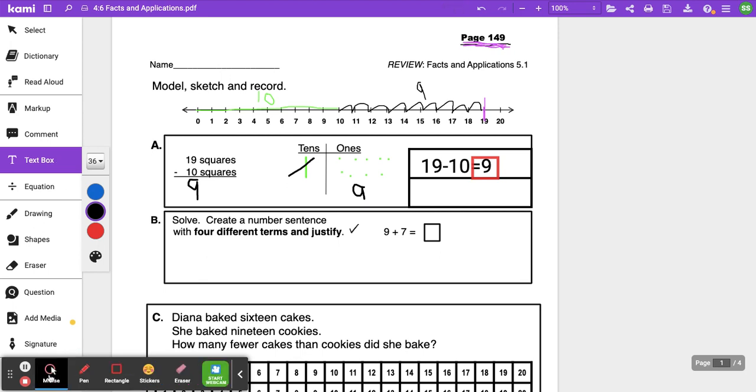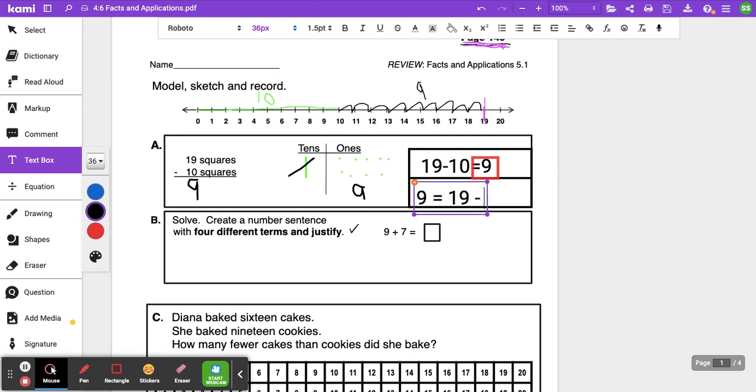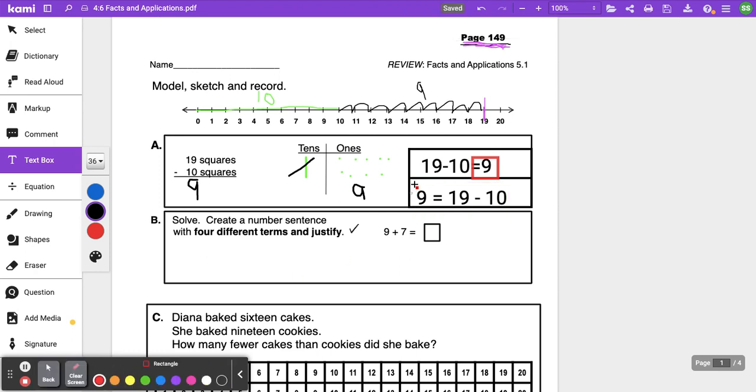And we're going to flip it on the equal sign. 9 equals 19 minus 10. Put that answer box. 9 is the difference of 19 minus 10. If you need a moment to finish copying, push pause.